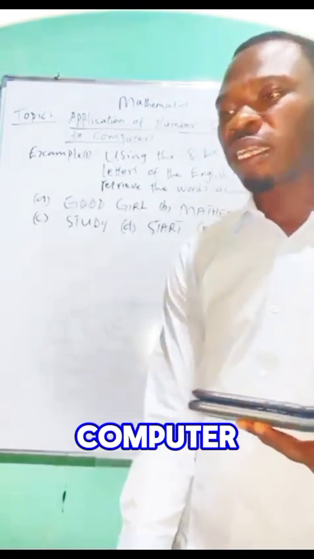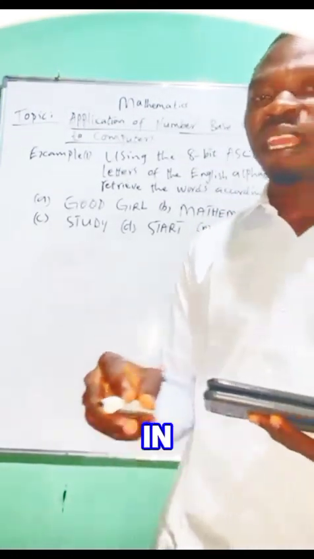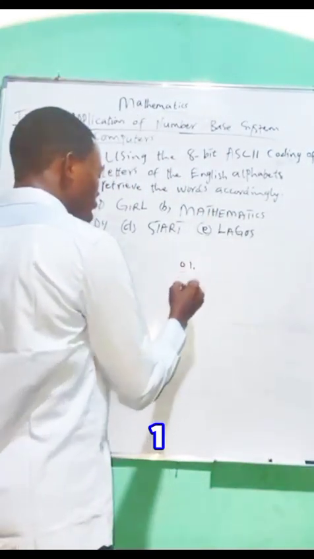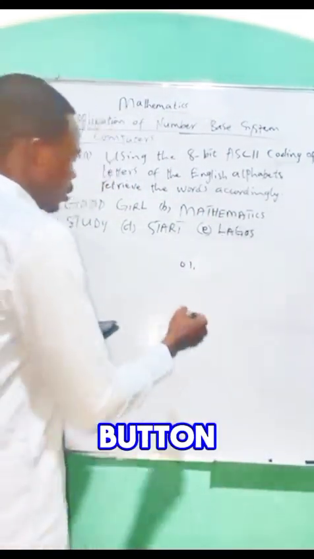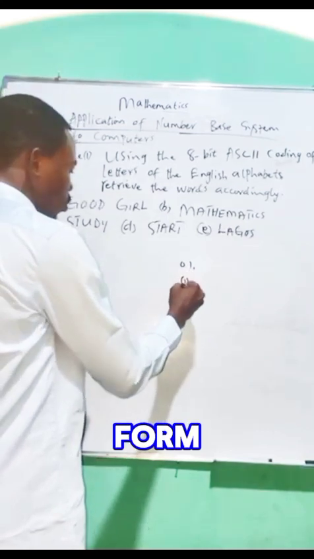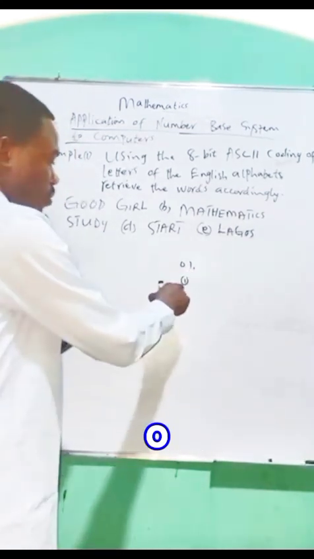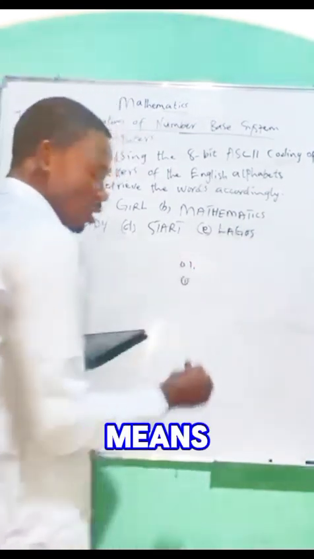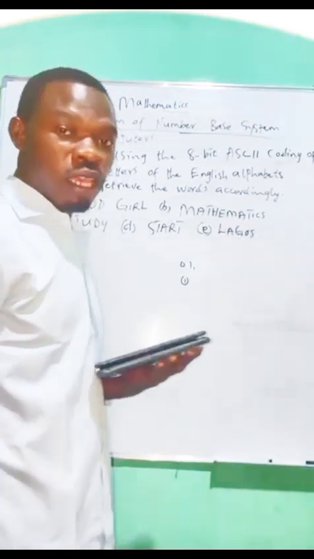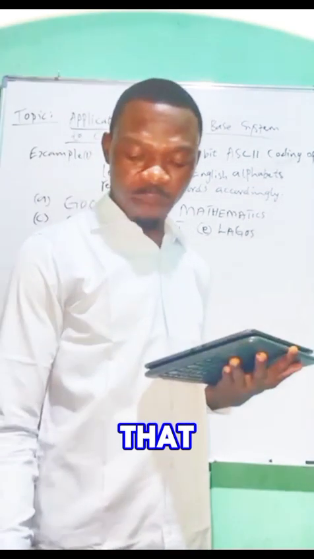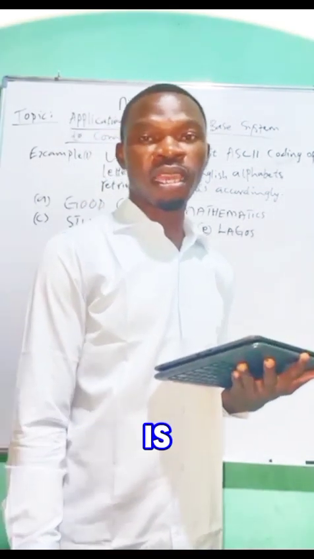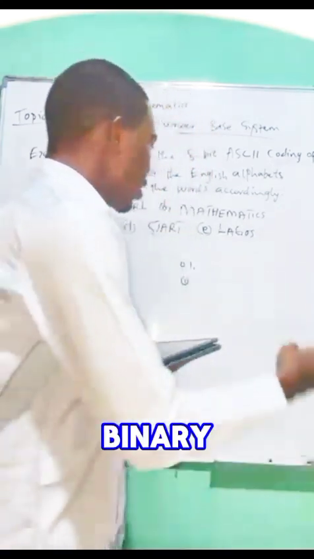In the computer, everything is represented in binary codes, which is the system of 0 and 1. If you look at the power button, it is encrypted in this form. That place 0 means what? Off, and 1 means on. So you can see that everything that we do in computer is the use of binary code.